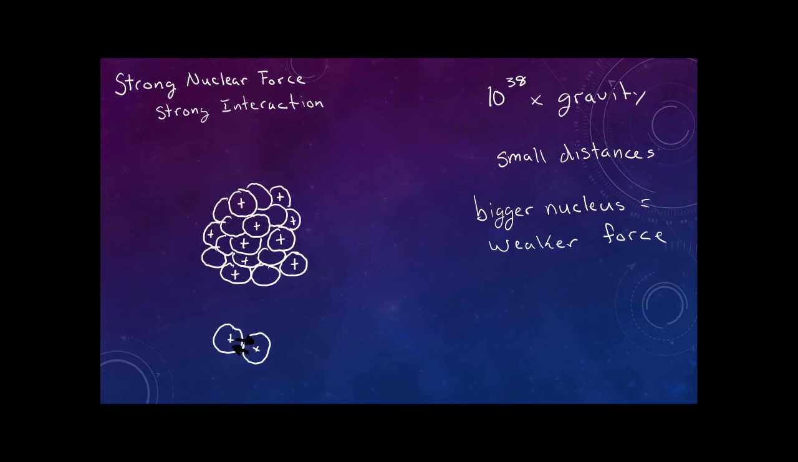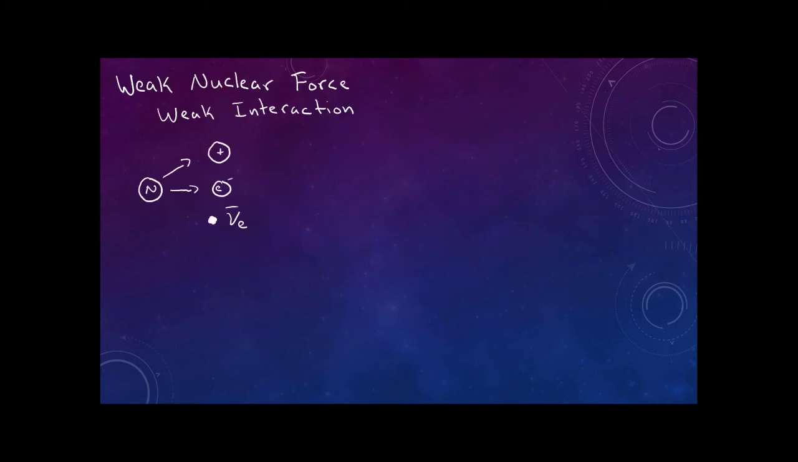Which brings us to our next interaction, which is the weak nuclear force. And the weak nuclear force, the weak interaction, governs decay of nuclei, meaning that a neutron, through the weak interaction, through the weak force, can become a positively charged proton, a negatively charged electron, and an antineutrino. An antineutrino is a subatomic particle that I won't get into, but it is a product of what's called beta decay. And beta decay is a type of radiation.